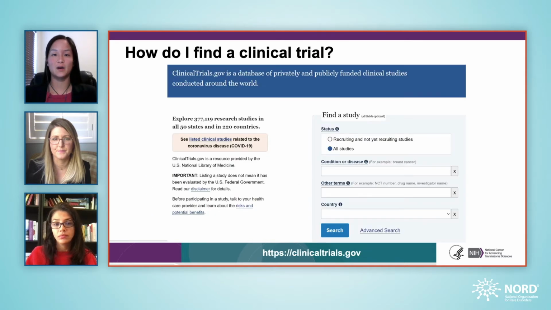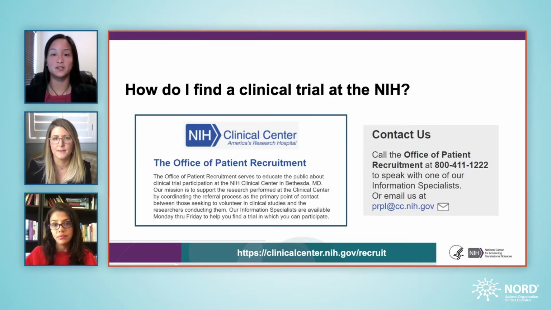If you're wondering about how you can find a clinical trial, clinicaltrials.gov is a valuable resource. In the screenshot here, you can see that one of the data points to search by is your rare disease. This is a database that has clinical studies from all over the world. Another resource, if interested in learning about clinical trials at the NIH specifically, is the Office of Patient Recruitment that is part of the NIH Clinical Center. The information specialists in this office are available to talk to you about clinical trials conducted at the NIH campus in Bethesda, Maryland. The information on the right lists the office's phone number and email address if you would like to contact one of these information specialists directly.